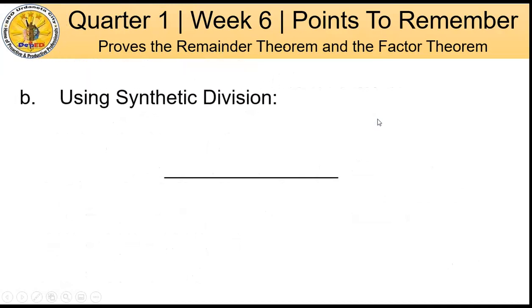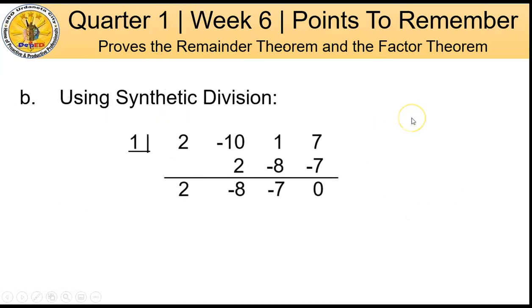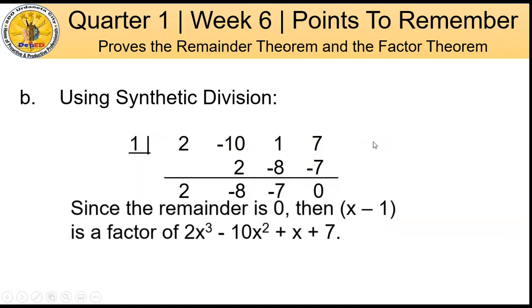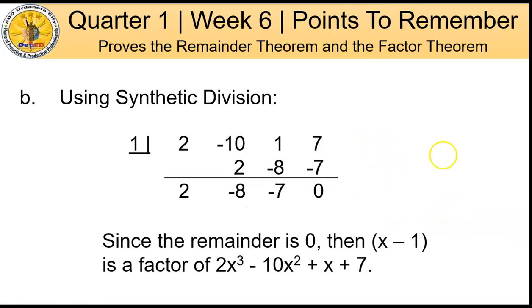Now, paano kung synthetic division? So again, we get the numerical coefficients. So we have 2, negative 10, 1, and 7. And then ito yung constant natin na c. So we bring down 2, times 1, we have 2, negative 10 minus 2 is negative 8, negative 8 times 1 is negative 8, so 1 minus 8 is negative 7, negative 7 times 1 is negative 7, 7 minus 7 is 0. Since the remainder is 0, then we have proven again that x minus 1 is a factor of 2x cubed minus 10x squared plus x plus 7.